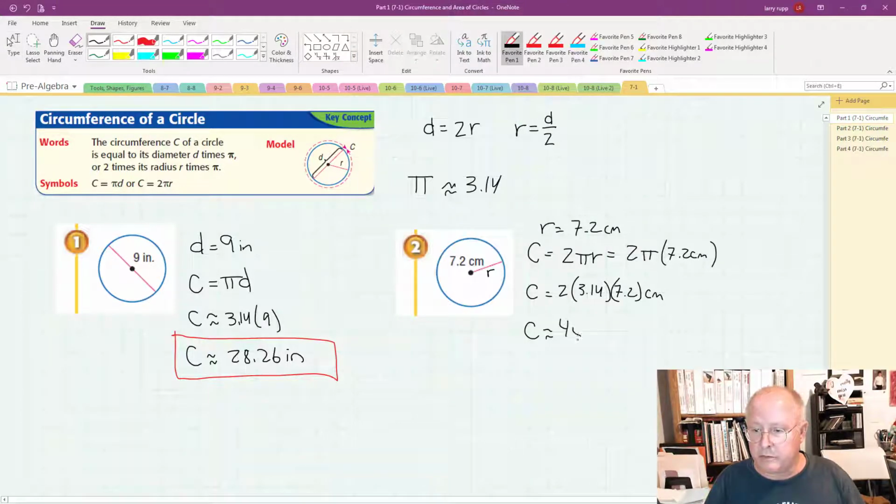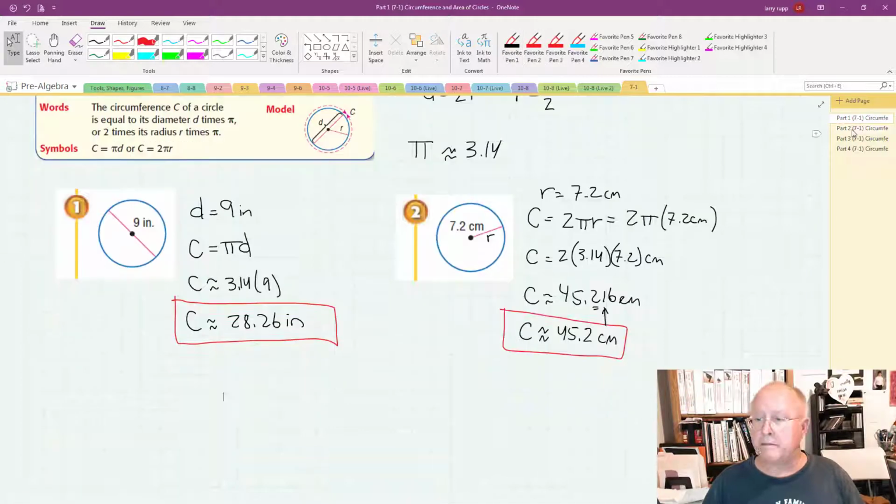So it's approximately equal to 45.216 centimeters. Now, you only have one digit after the decimal point, so that's where you should round to, all right? So then C would be approximately equal to 45 point, well, we want to round to here, so we look at this digit right there, the 1. And the 1 is 4 or less, so the 2 stays the same. So it's approximately equal to 45.2 centimeters. All right, moving on.